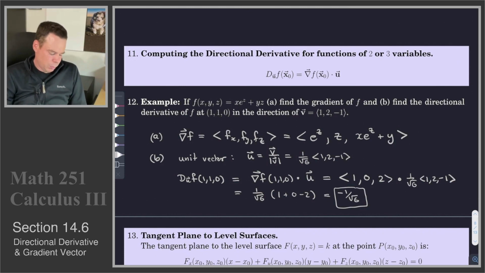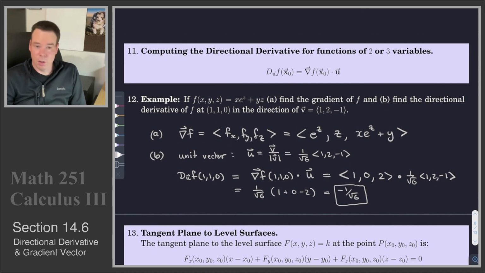So that tells me that if I'm at the point 1, 1, 0 in the domain, and I move in the direction of v, for every unit I move in the direction of the vector v, my function value drops by about negative 1 over root 6. That's what this value we've just computed is.